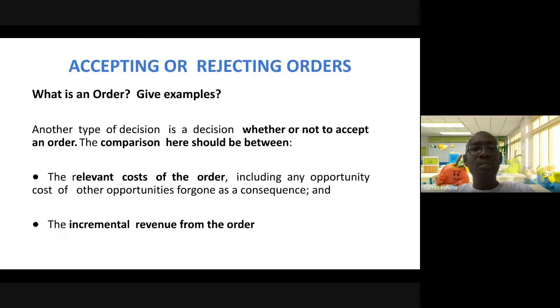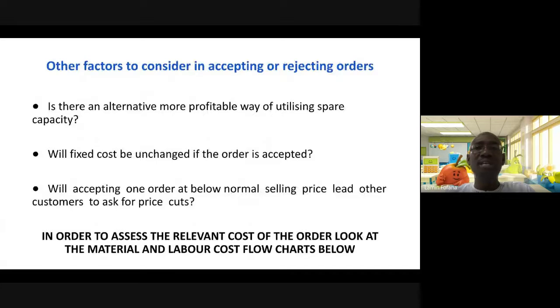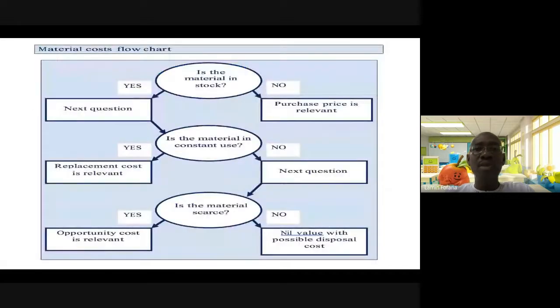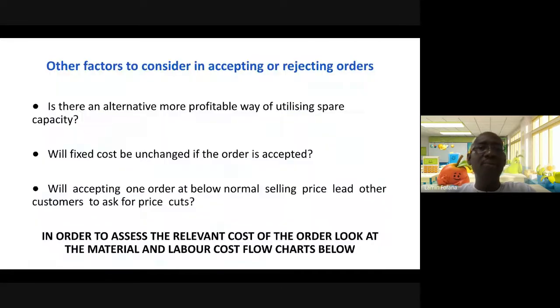Okay, but to calculate the relevant cost, you have to follow this procedure, especially for the two main cost drivers, that's the material and labor. But before we go there, you have to consider other factors. Other factors to consider in accepting or rejecting orders. One, is there an alternative or more profitable way of utilizing spare capacity? Okay, you need to know that.